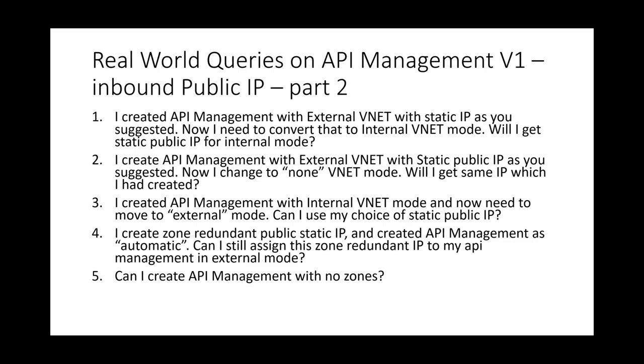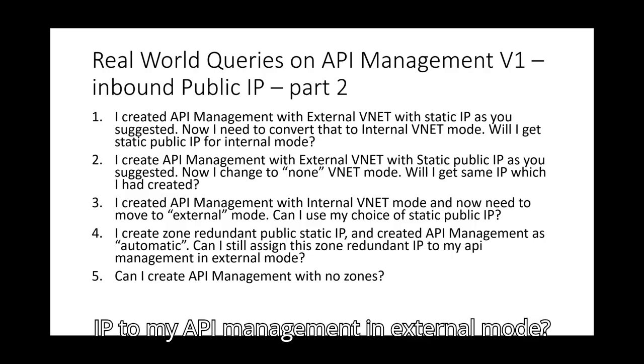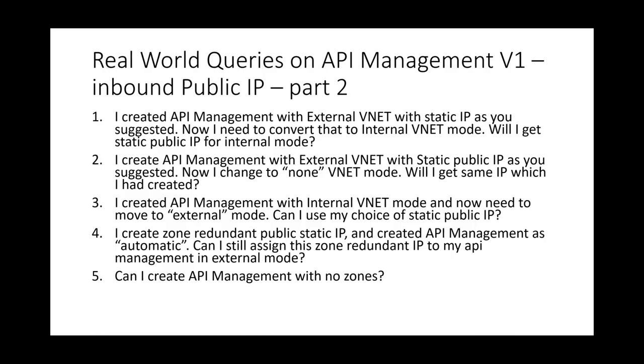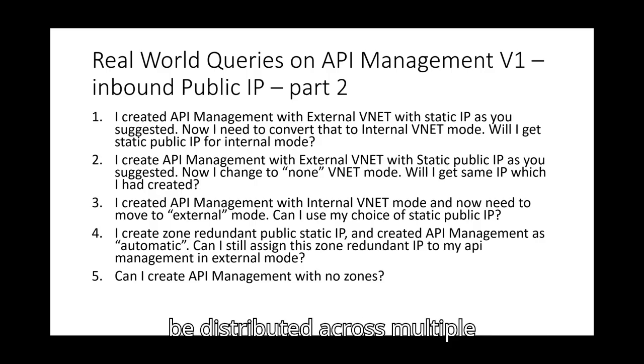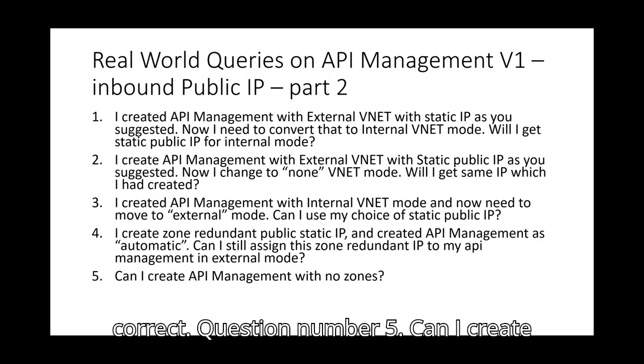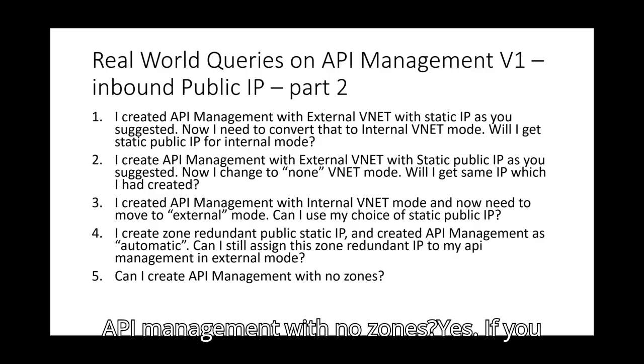Point number 4. I created zone redundant public static IP and created API management as automatic. Can I still assign this zone redundant IP to my API management in external mode? Yes, automatic means API management will be distributed across multiple zones behind the scenes. So that's correct. Question number 5. Can I create API management with no zones?